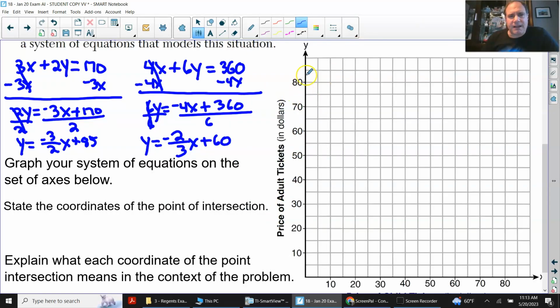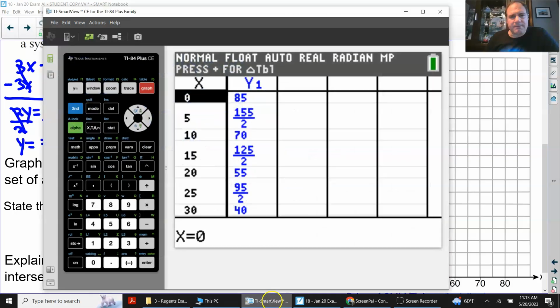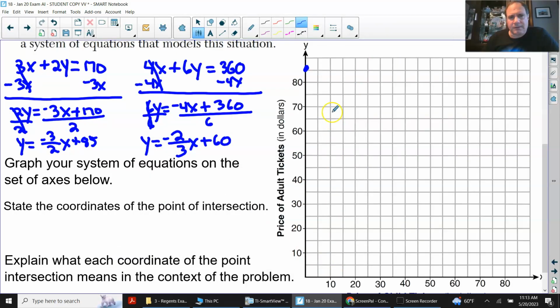So 0, 85 is the first point. And I'm going to skip all of the fractions. So 10, 70 is the second. So I could see I'm going down 3 and to the right 2, down 3 to the right 2. I'm not going to cycle back 1, 2, 3, 1, 2. So this is linear, 1, 2, 3, 1, 2. That's how I'm sure that I'm going to get the right answers here.